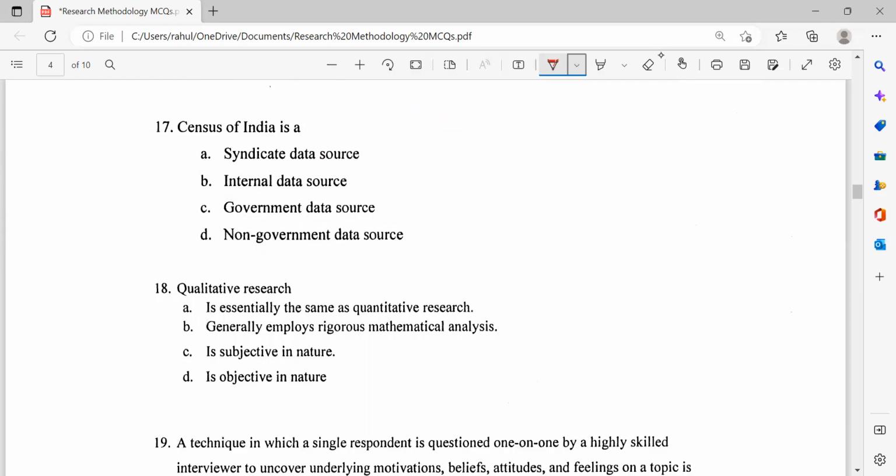Question number 17. Census of India is a syndicate data source, internal data source, government. I hope everybody knows. Census of India is government data source.